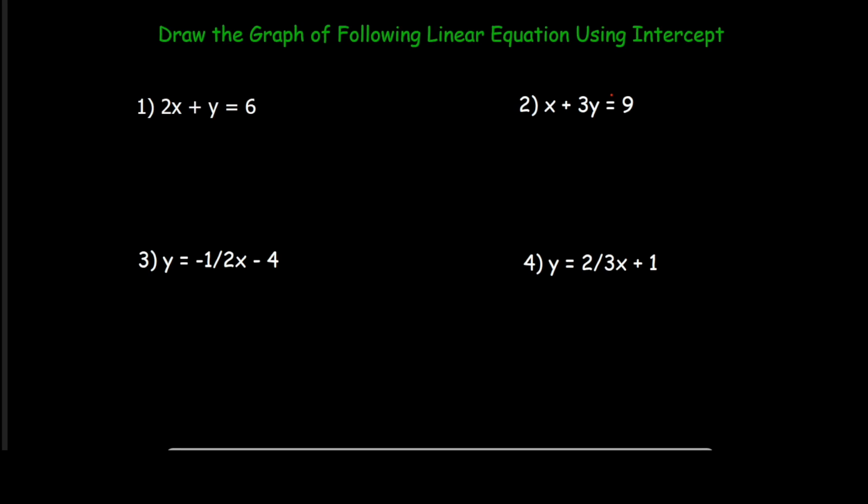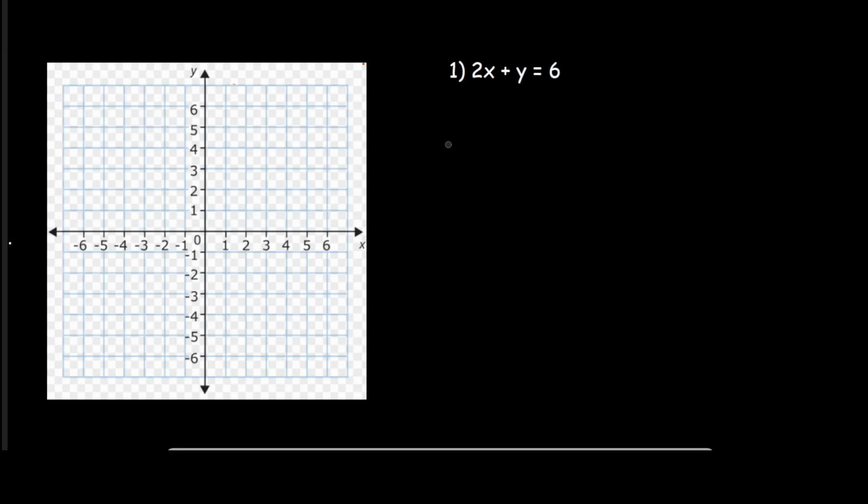In this lesson, you will learn how to graph a linear equation using X and Y intercept. We will solve a total of 4 problems. We will solve 2 of them using X and Y intercept, and the other 2 using slope-intercept form. So moving to the first problem, which is 2x plus y equals 6.